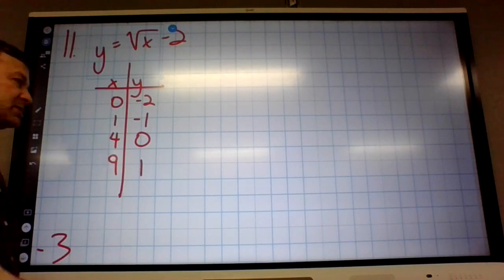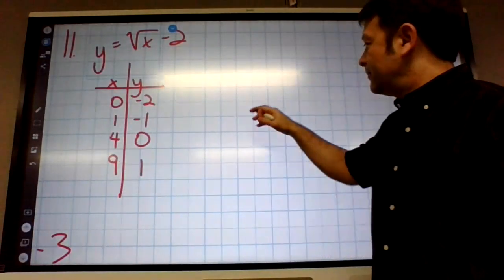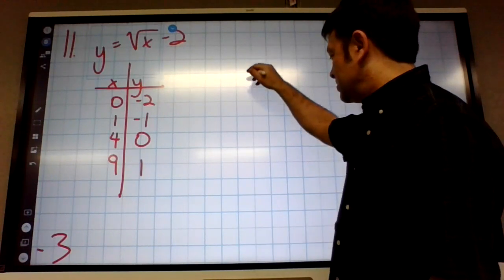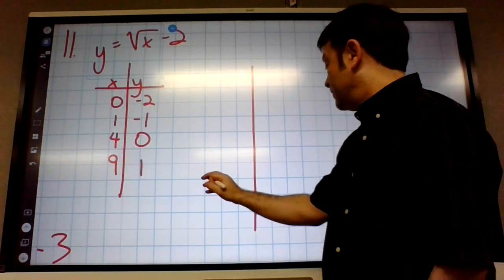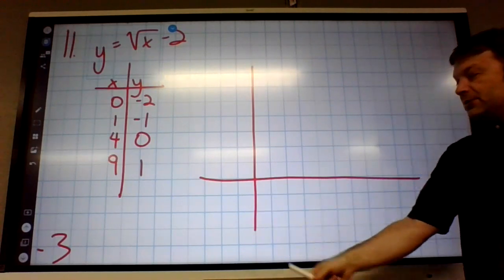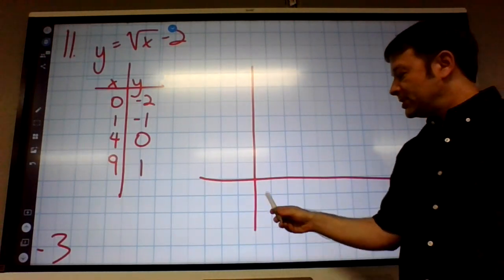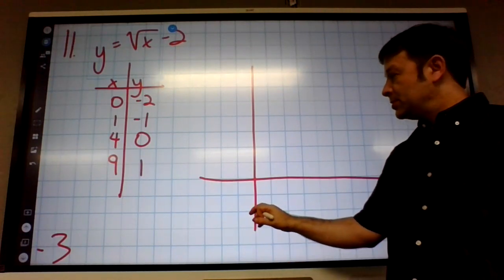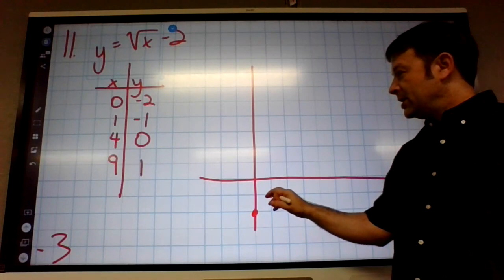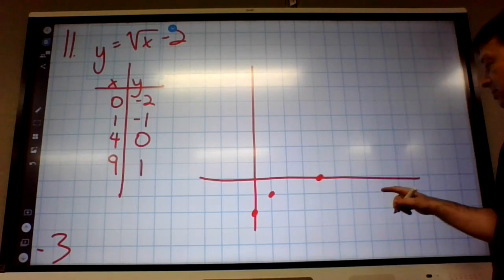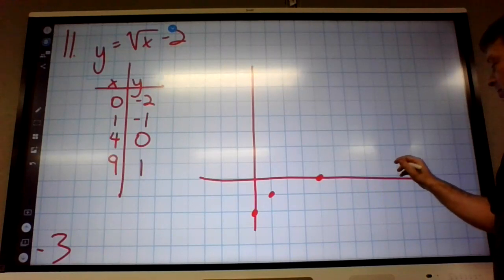How is this minus 2? What's it going to do to the graph? Move it down. Move it down 2. So when I go to make my little graph, it's going to be down 2, so I need to make sure and put a little bit of graph underneath the x-axis. So 0, negative 2. 1, negative 1, 4, 0, and 9, 1.